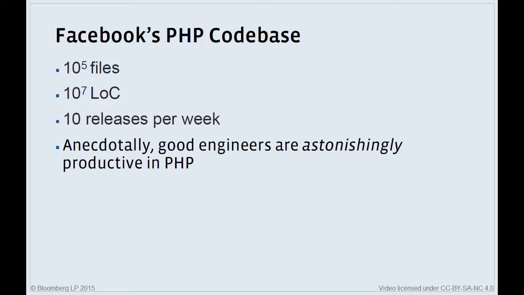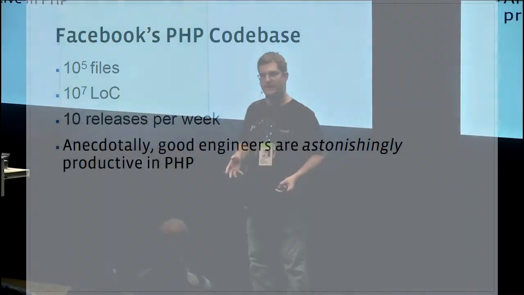So first of all, PHP at Facebook. Facebook has something like 100,000 PHP files with tens of millions of lines of code. We do 10 releases per week. We have a lot of PHP code, and we iterate on it very quickly. So the efficacy of the PHP language is really important to Facebook. Anecdotally, good engineers are really productive in PHP.